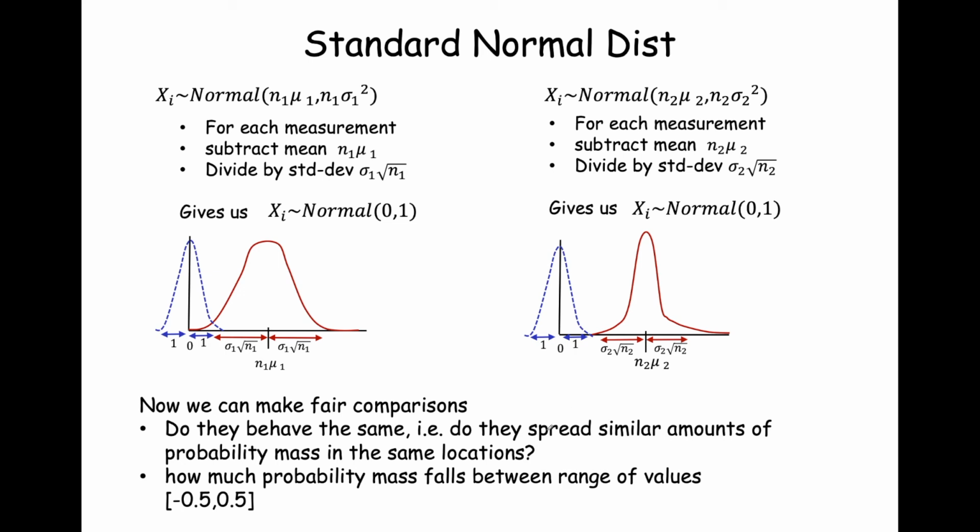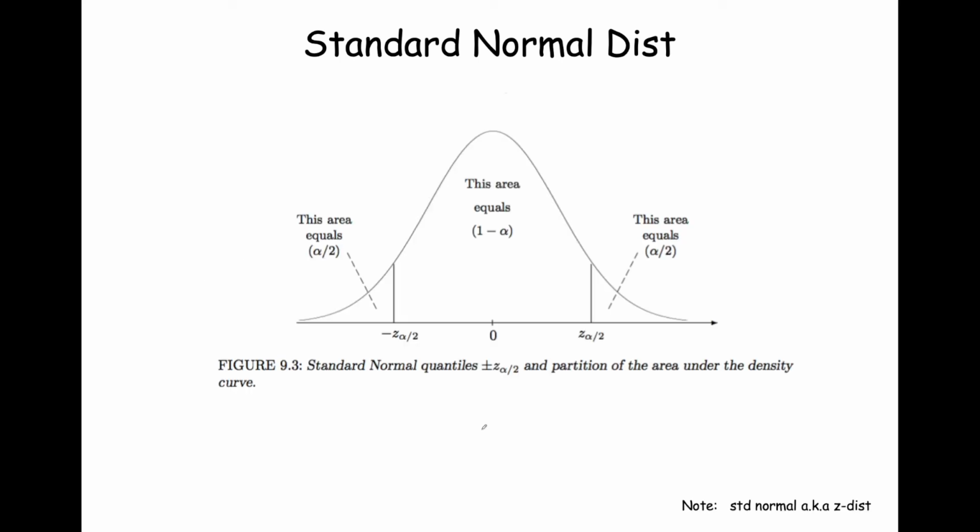How much probability mass falls between the range of values, for example, in the interval from minus 0.5 to positive 0.5? You can make fair comparisons because now they are precisely the same distribution, the standard normal. And so here, let's take a look further at the standard normal distribution. Sometimes it's called the Z distribution.